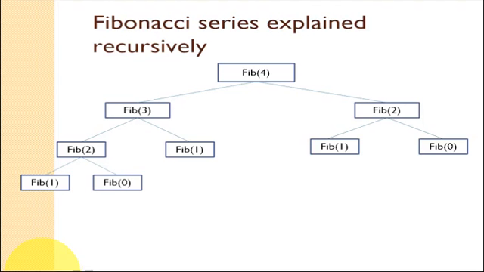When we reach the base conditions, fib of 1 and fib of 0, then we stop and we retract back to find the value of fib of 4. This is how the Fibonacci series is calculated. The terms of Fibonacci series are calculated recursively. This is how the recursion works.